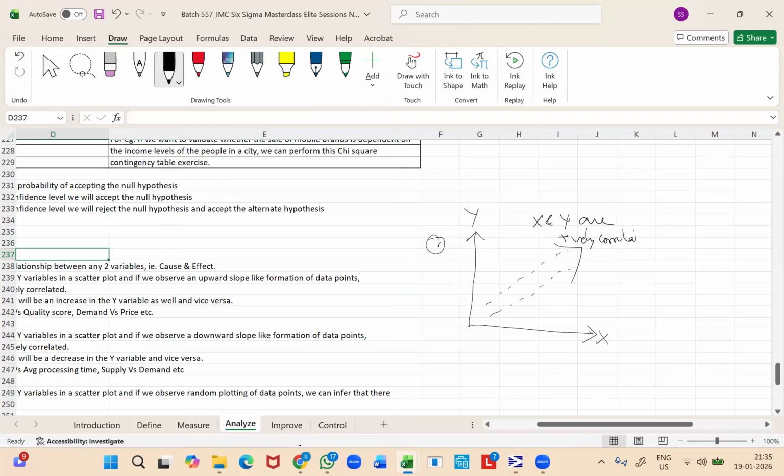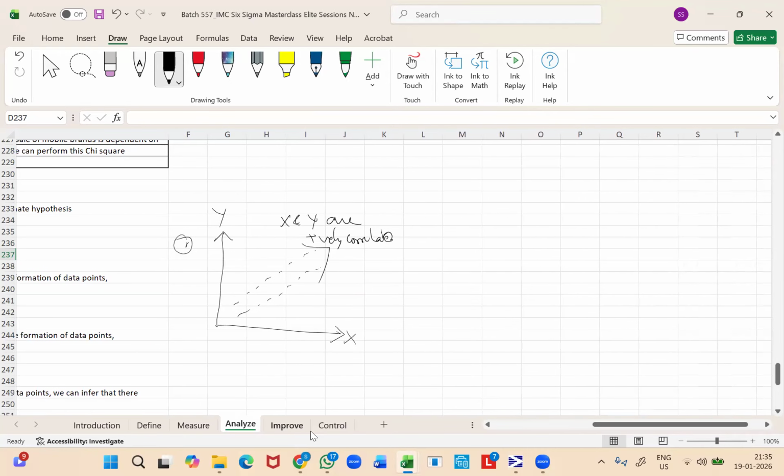What do we mean by positive correlation? An increase in the X variable would result in an increase in the Y variable as well. That is when we would say that the two variables are positively correlated. Or a decrease in the X variable would result in a decrease in the Y variable.